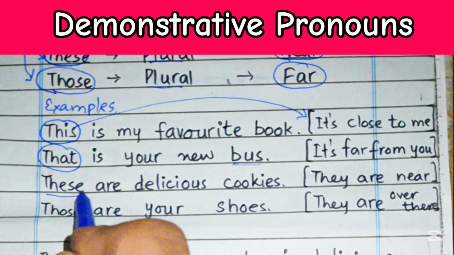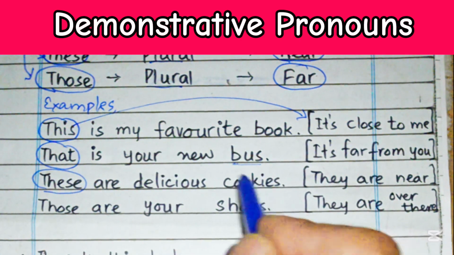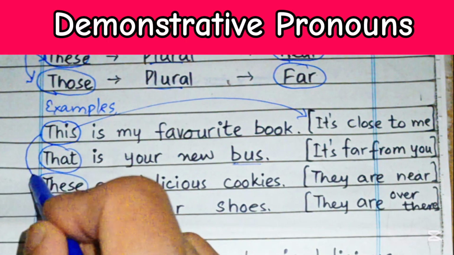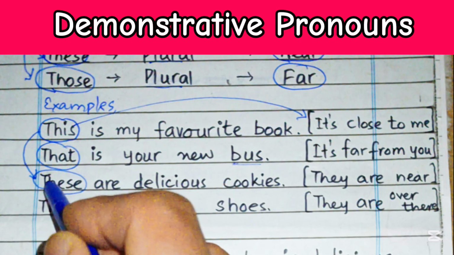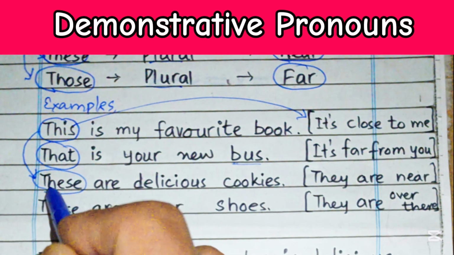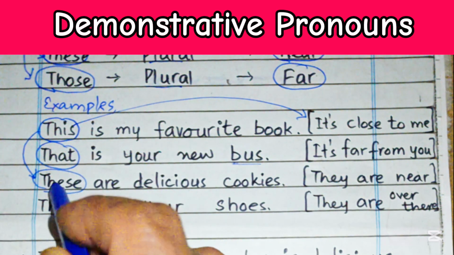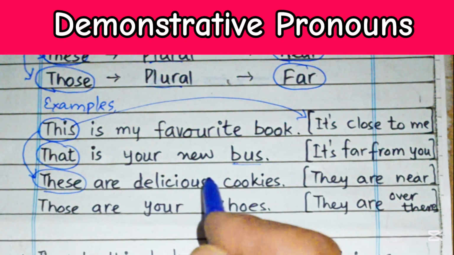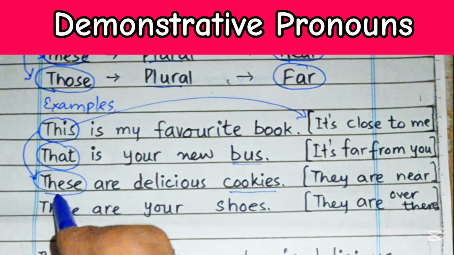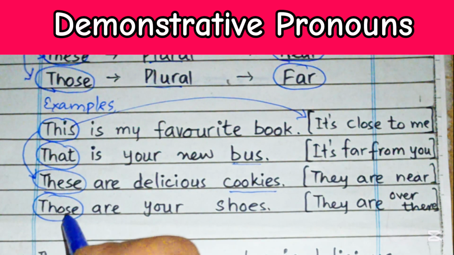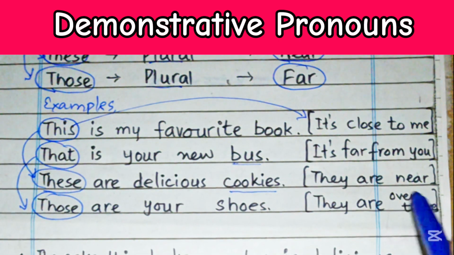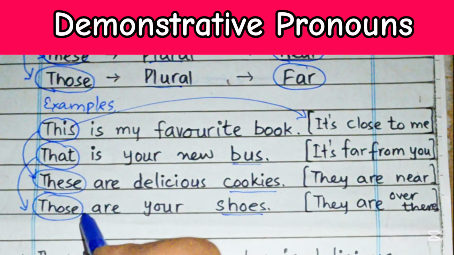Then for plural, "These are delicious cookies." So again, the cookies are near, because "this" is singular and "these" is for plural. Both of them are for nearer objects, nearer persons, nearer things. But this word "these" refers to pointing out more people, more things, more objects. So cookies are more in number. Then "Those are your shoes." This also refers to something that is plural, and it is the plural of "that." So they are over there, meaning the shoes are not lying near to you, they are quite far from you.